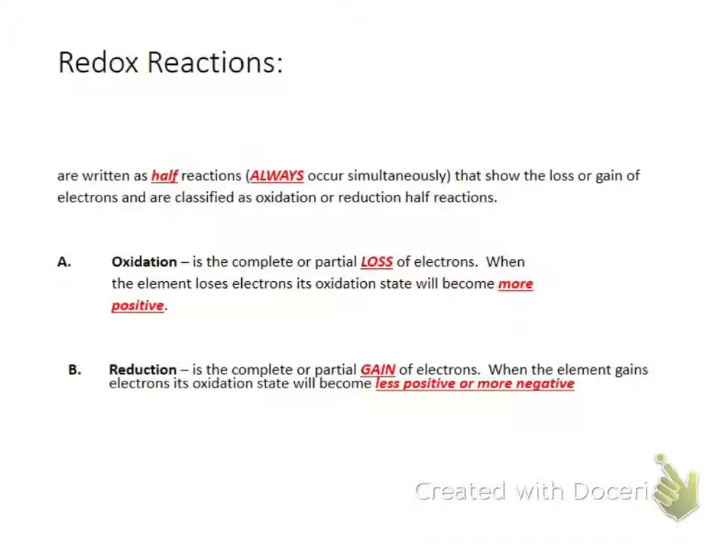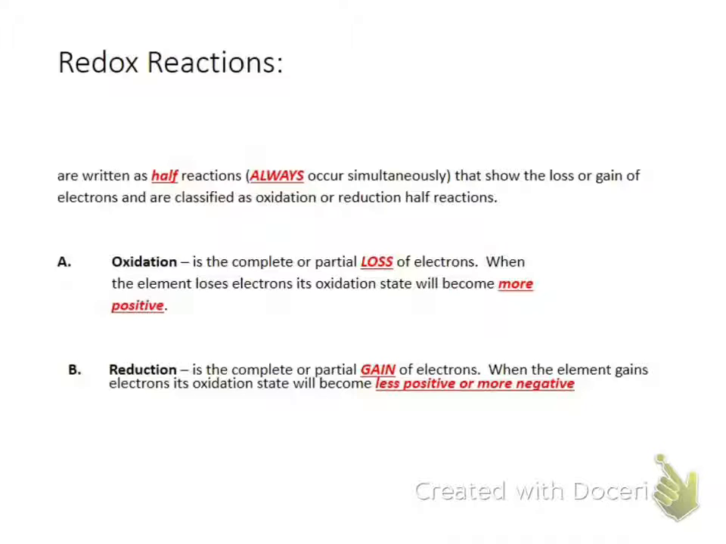Normally when we balance redox reactions, we do this with the half reaction method. The good news is for you guys, we're not balancing them in regular chem. So we have to recognize what's oxidized and what's reduced, but we don't actually have to go and balance the redox reactions.